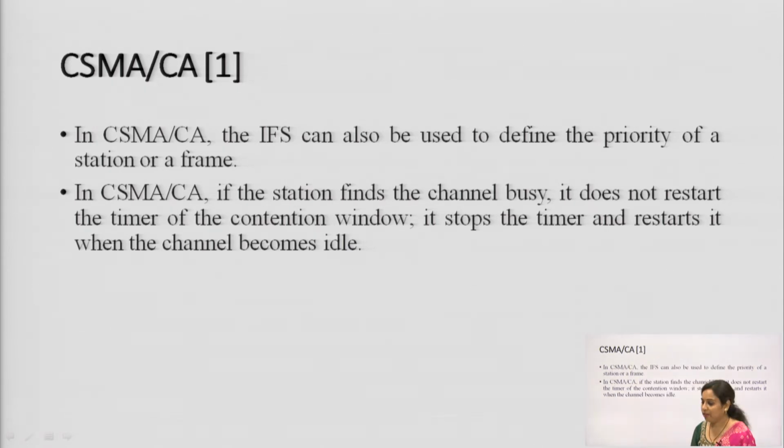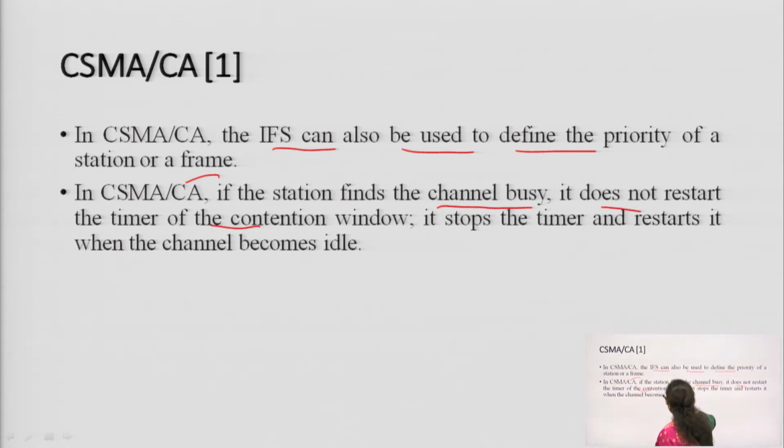Now, in CSMA CA the IFS can also be used to define the priority of the station or a frame. If the station finds the channel busy, it does not restart the timer of the contention window. It stops the timer and restarts it when the channel becomes idle. So, this is very simple.